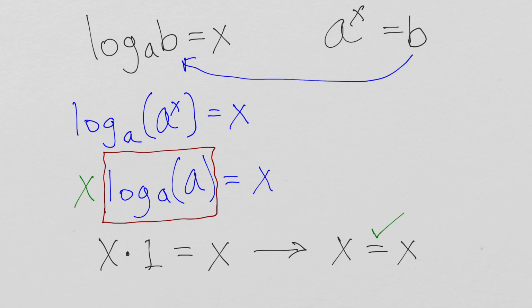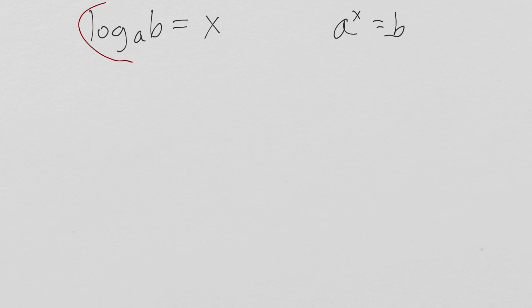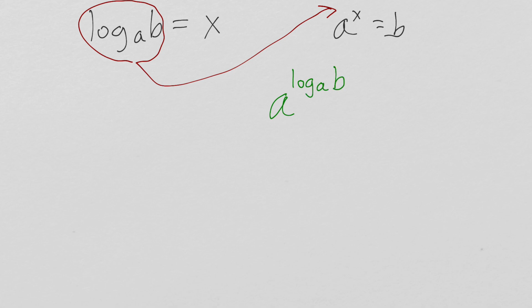And I could go the other way. Let's see here if I can do that. So I can take log base A of B equals X, and A to the X equals B, and now I can substitute log base A of B for X, and what I will get is A to the log base A of B equals B.